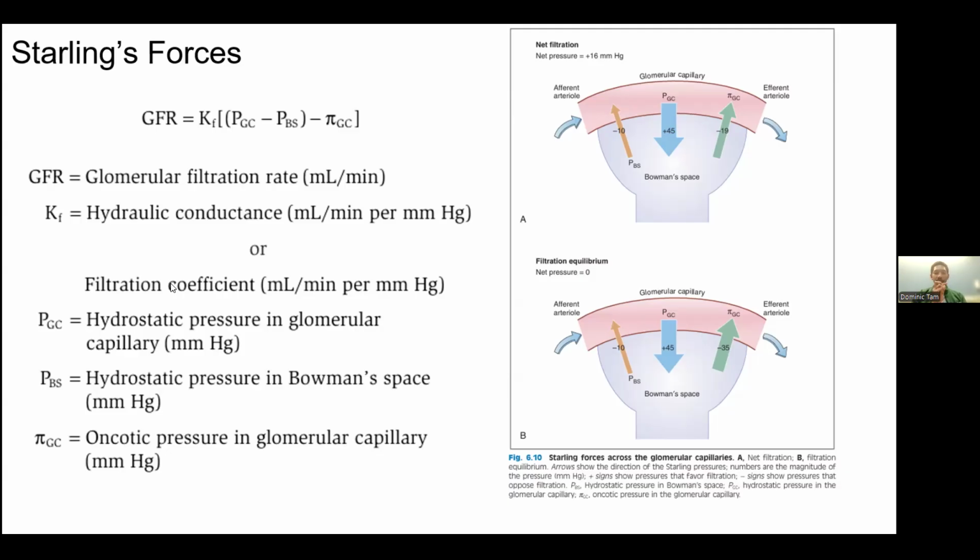This one, though, does not remain constant along the length of the capillary, but it progressively increases as fluid is filtered out of the capillary. And eventually it increases to a point where net ultrafiltration becomes zero and glomerular filtration stops. This point is called the filtration equilibrium. And what I mentioned was actually highlighted on the image.